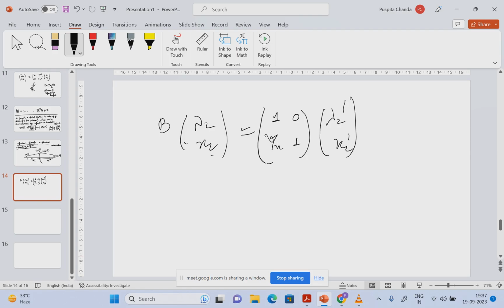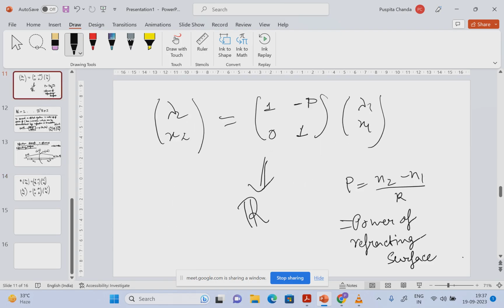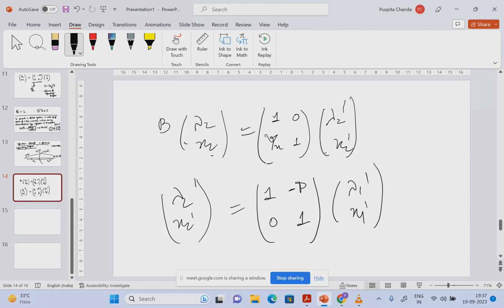Okay. So we need to write lambda 2 dash x2 dash in terms of lambda 1 dash x1 dash. So there the refraction happens. So this will be minus P, 0, 1. Then there is lambda 1 dash x1 dash, which will be in the form of lambda 1 x1, which will be 1, 0.